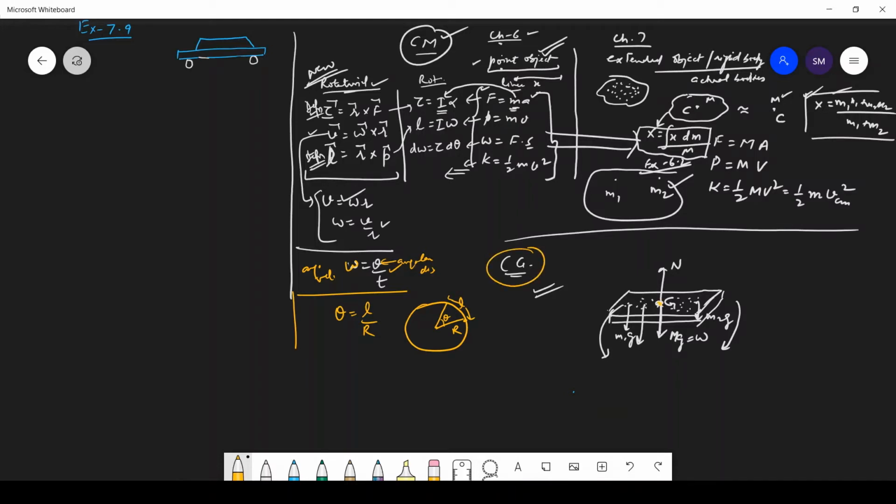And you know that this book is balanced. So when there is equilibrium, it means we have two kinds of equilibrium. One is translational equilibrium, and another is rotational equilibrium. Translation means this body is not moving in any particular direction. If this book is reaching over here, that motion is translational motion. What is rotational motion?